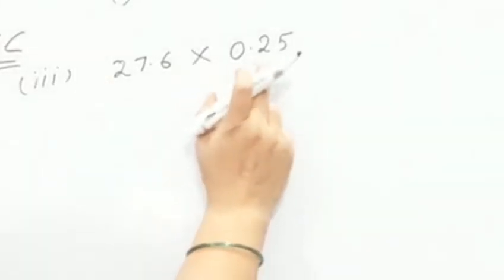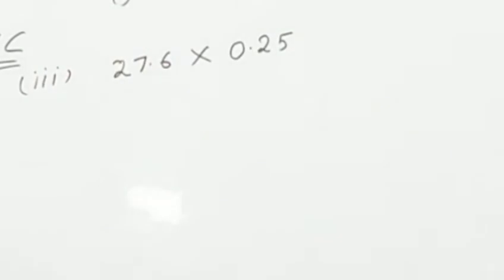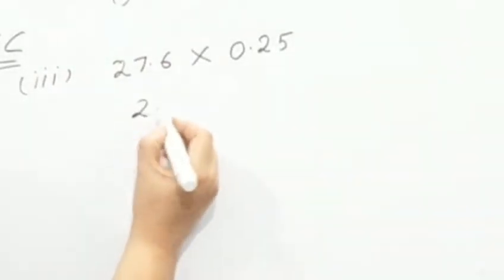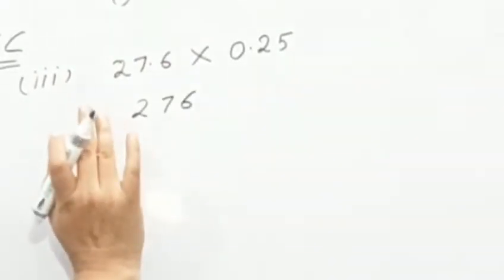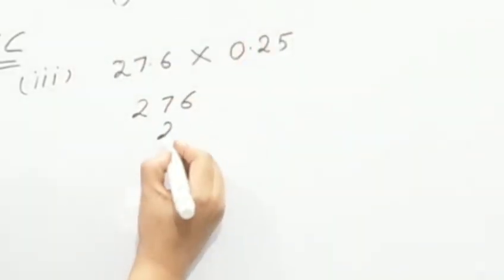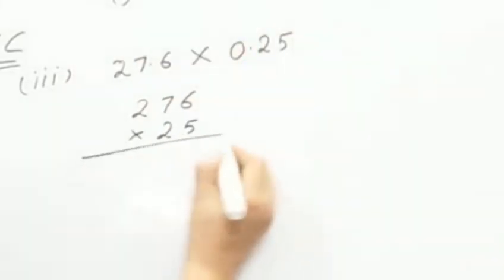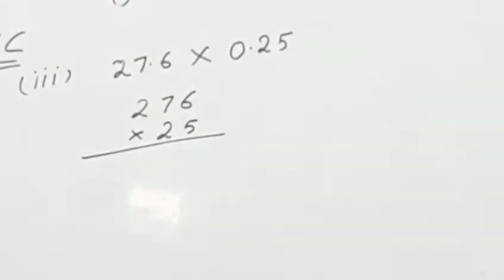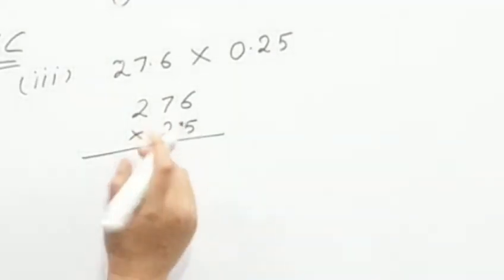Question 1, third part of exercise 7C. 27.6 into 0.25. Find the product. How will you proceed? First you take the two whole numbers, just removing the decimal, and follow the steps which you used to follow in the case of multiplication of simple whole numbers. Multiply it with 5 first.